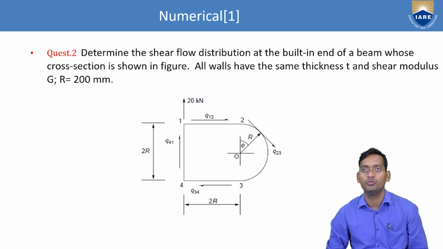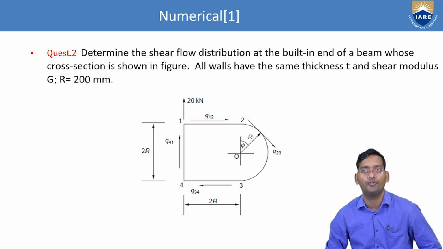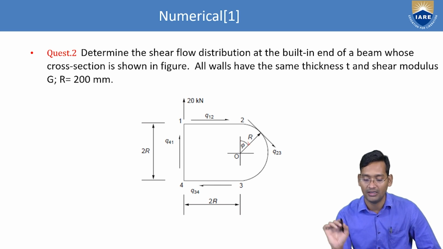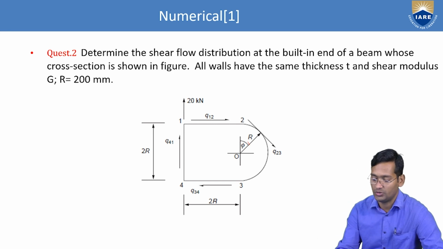So here, the first numerical is over. Now, the second numerical is also of a similar type. There we had seen that phi angle. So here, that phi angle is given. Now, just see this equation.